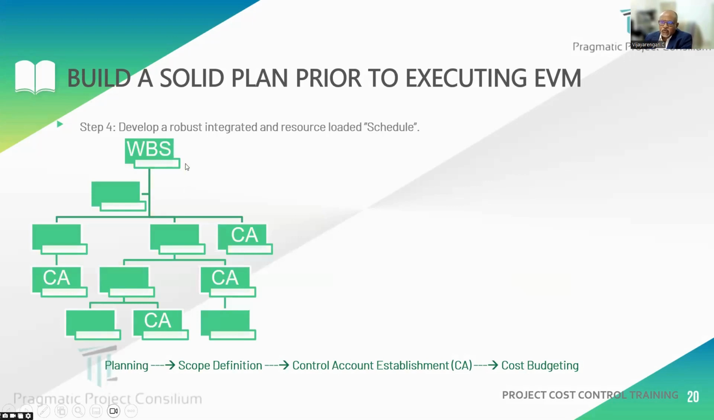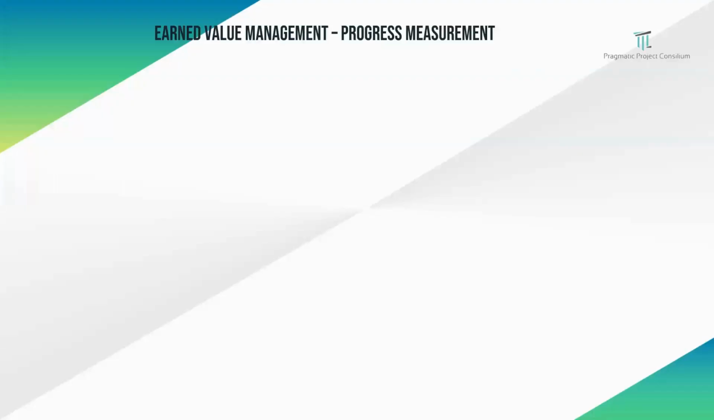Now you understand how this can be processed during the earned value management process. Now we'll go deeper into how we can establish the best progress measurement. We can start now. With respect to earned value management and progress measurement, we are in a position to understand the need.